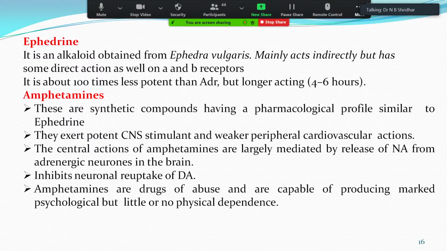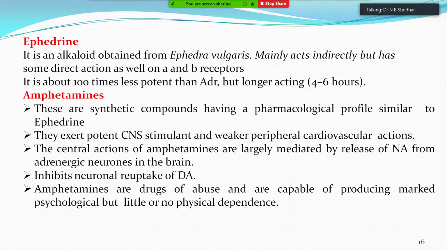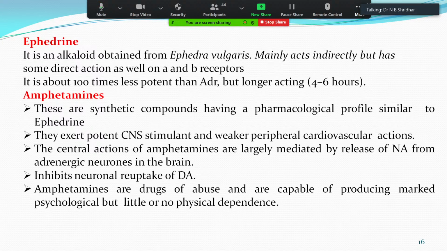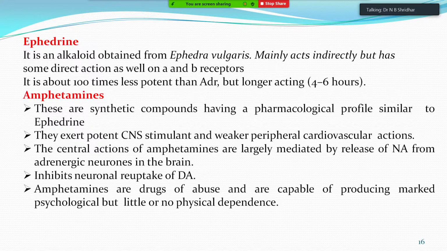Because it has a potent CNS stimulant effect, the central actions of the amphetamines are largely mediated by release of norepinephrine from adrenergic neurons in the brain. So it is not going to act directly on the receptors, but it is going to release norepinephrine from the adrenergic neuron in the brain, whereas it inhibits the neuronal reuptake. So it inhibits the neuronal reuptake, meaning uptake 1, which is from the peripheral tissue to inside the cytoplasm.